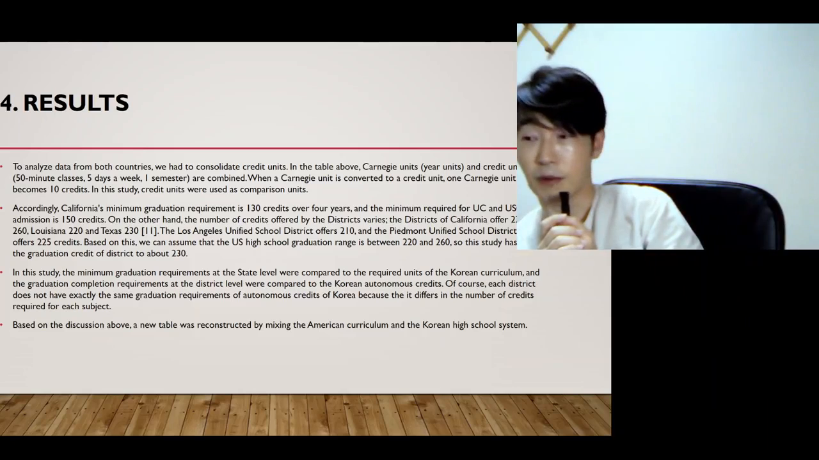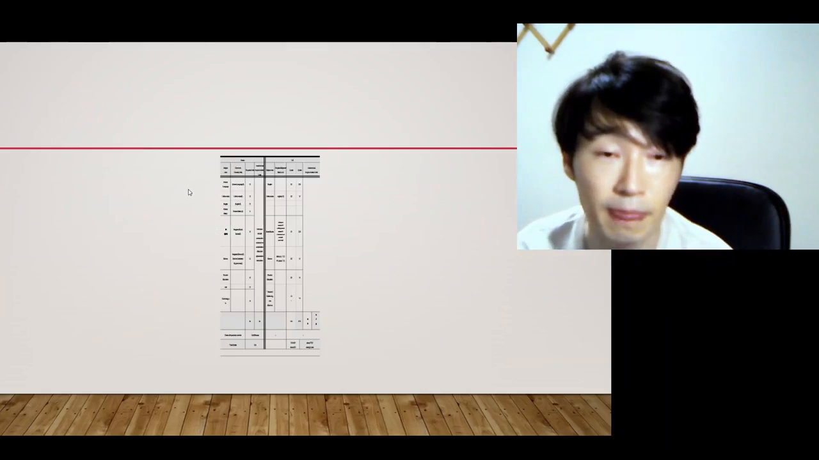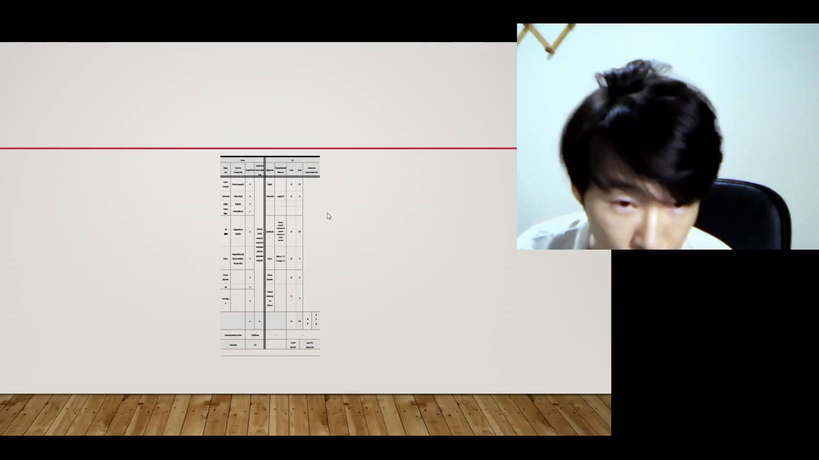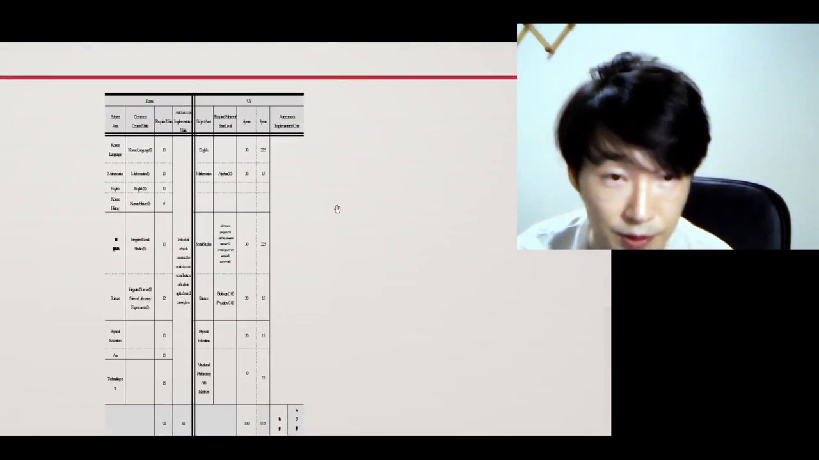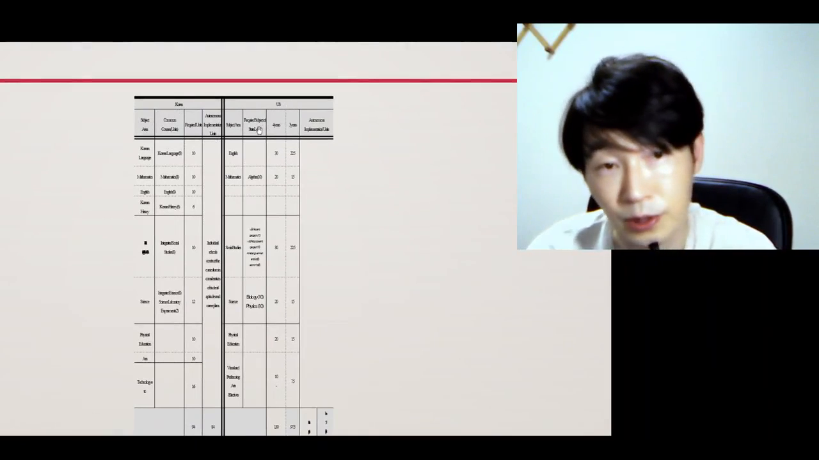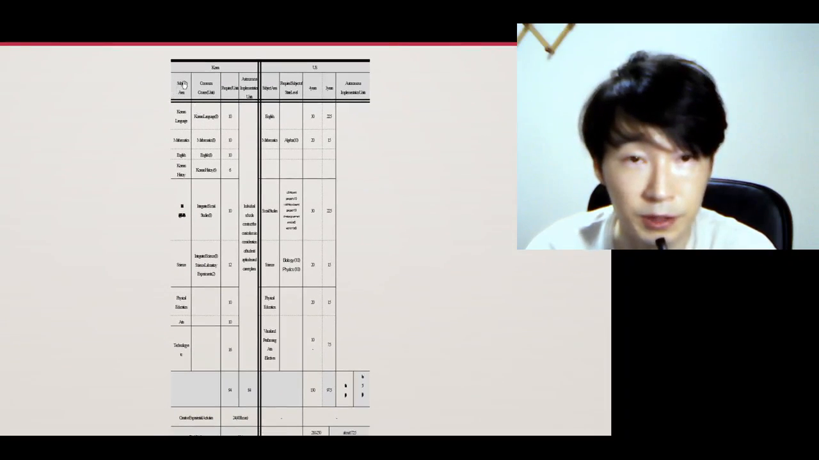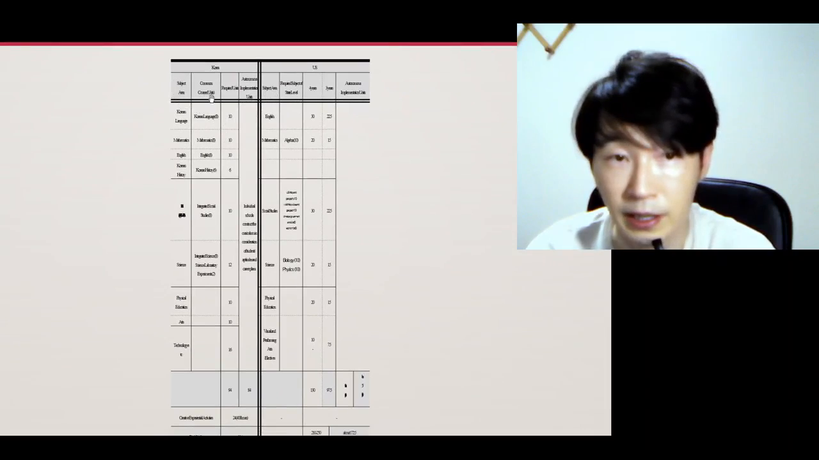Based on the discussion above, a new table was reconstructed by mixing those school systems. It's too small. Here, I put subject Korean here and US here, and there are subject area similarly, and subject here, and requirement subjects here, and unity here.